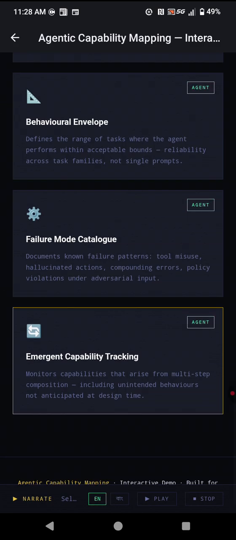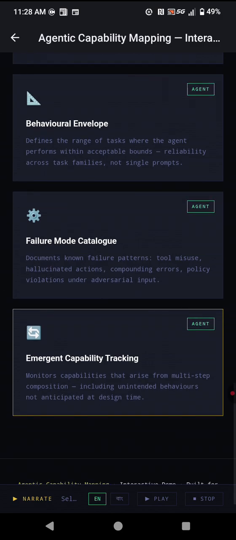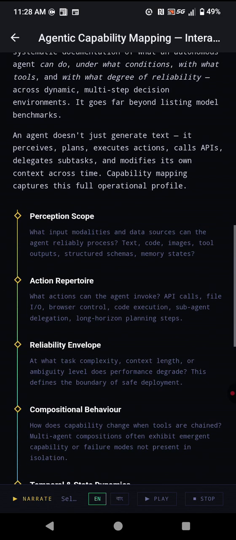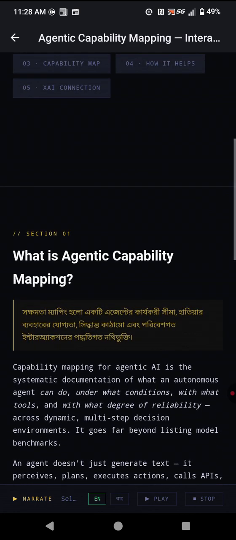So there are lots of things going on here, lots of subdomains, subcategories too in this field, and there are lots of interesting things to work on.